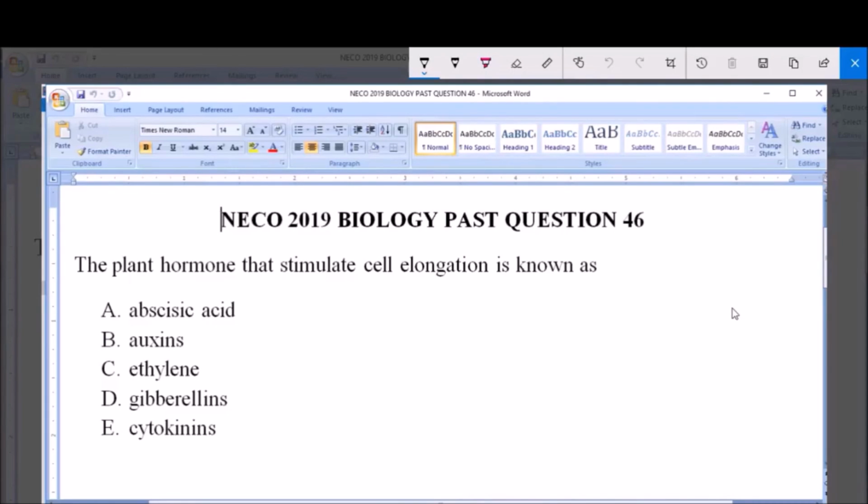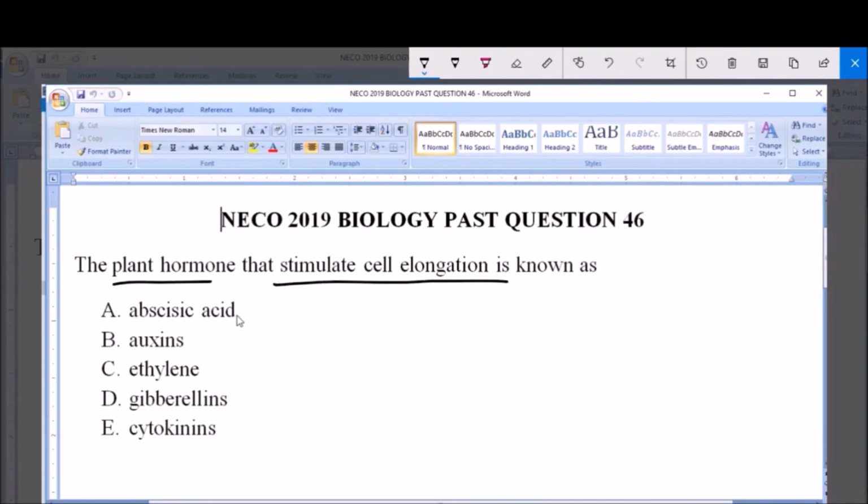I will be answering NECO 2019 Biology Past Question 46. The plant hormone that stimulates cell elongation is known as A. Abscisic acid, B. auxins, C. ethylene, D. gibberellins, and E. cytokinins. So we're asked to pick an option which is a plant hormone that stimulates cell elongation.